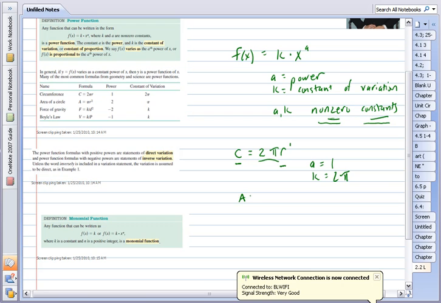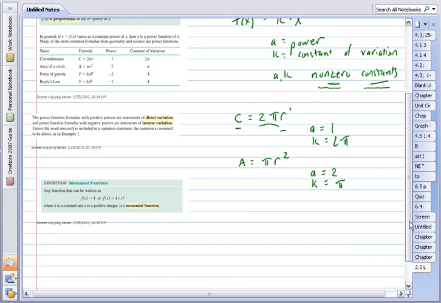Another important power function that we know well is the area of a circle. Area equals pi r squared. As we can see, the power of the function is a, and the constant of variation k of this function is pi. We would say that the area of a circle varies in direct proportion to the square of the radius. Area is directly proportional to the square of the radius.